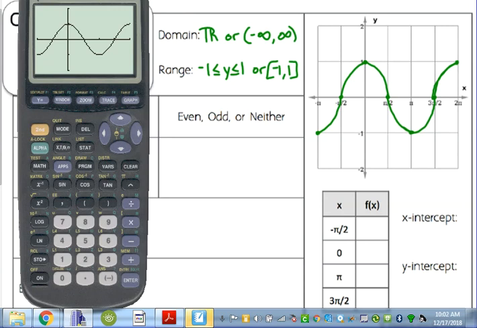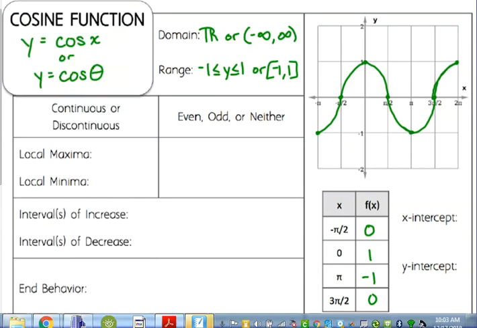And we can fill in our little table here. -pi/2, we're on the x-axis, so we're equal to 0. 0 is 1. Pi is -1. 3pi/2 is 0. So similar to our table for sine, just different locations where we're hitting these values.